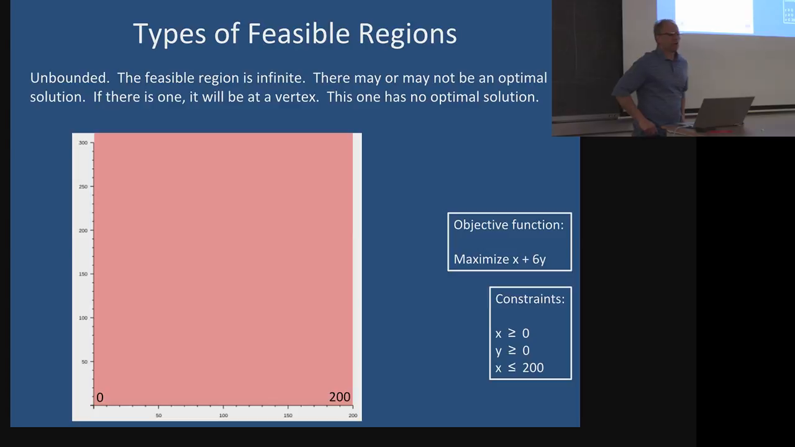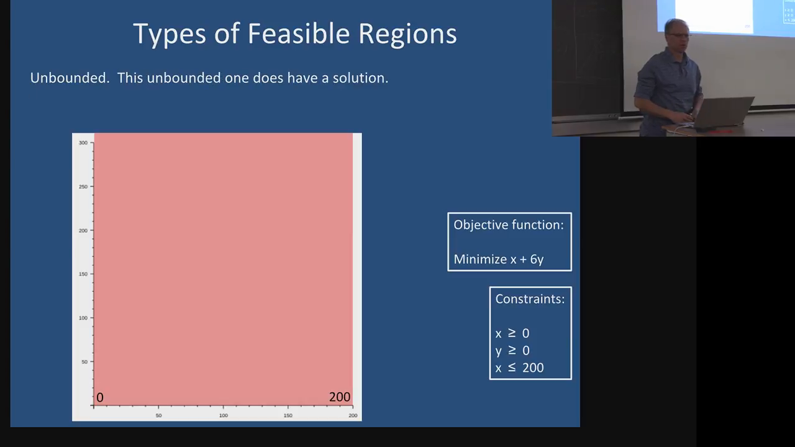Or you can have an unbounded feasible region. Now, even if it's unbounded, you might have an optimal solution. Does this one right here? This is unbounded because it goes infinitely up in that direction to the top of the slide. Does it have an optimal solution nonetheless? No, because this just increases without bound.